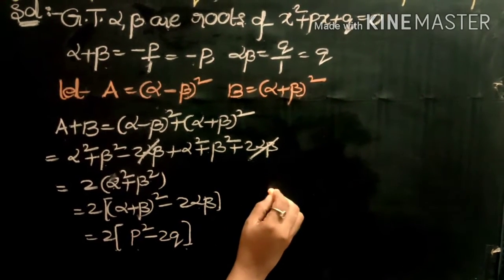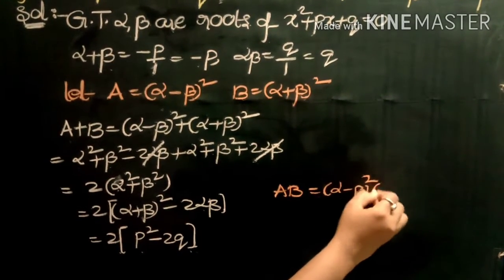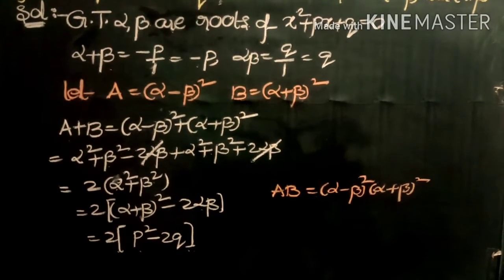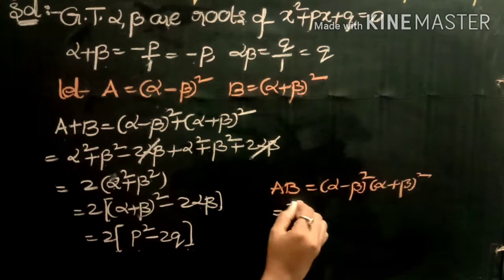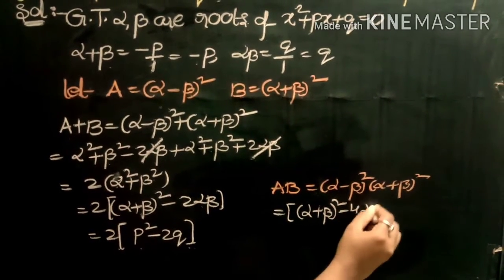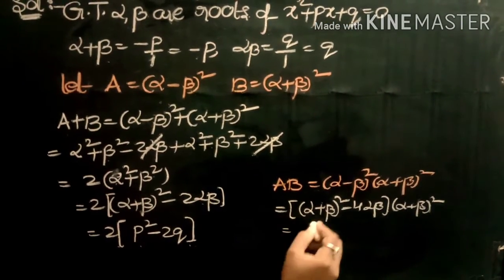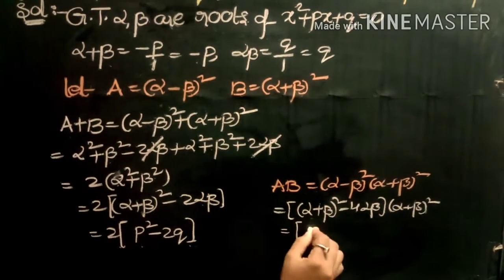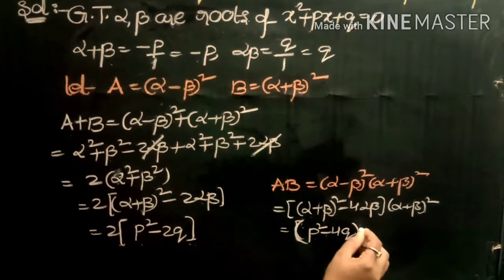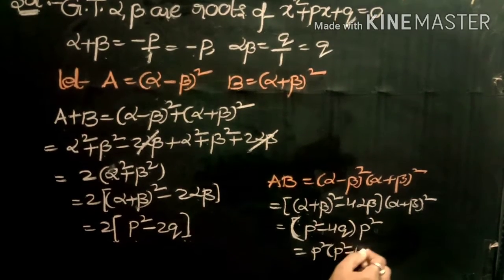Now finding the value of A into B. A into B is equal to (alpha minus beta) whole square into (alpha plus beta) whole square, which is equal to, now in place of (alpha minus beta) whole square we write (alpha plus beta) whole square minus 4 alpha beta, into (alpha plus beta) whole square. Now in the next step we are replacing the values of alpha plus beta, that is minus p: (p square minus 4q) into p square, which is equal to p square into (p square minus 4q).